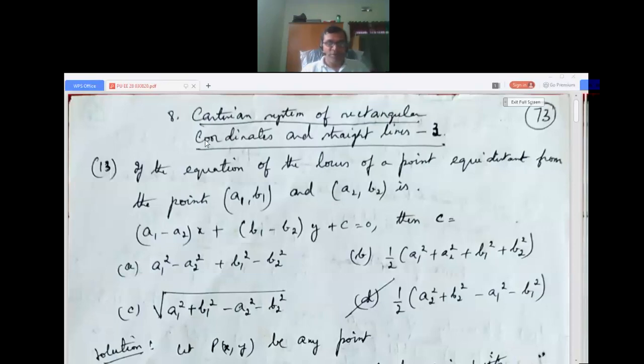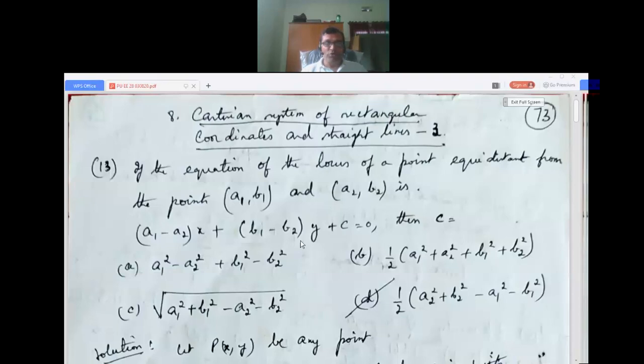It's the eighth topic. Now here, first question, that is 13th question of today's session: if the equation of the locus of a point equidistant from the points a1, b1 and a2, b2 is a1 minus a2 x plus b1 minus b2 y plus c equals 0, then c equals: a1 squared minus a2 squared plus b1 squared minus b2 squared; half into a1 squared plus a2 squared plus b1 squared plus b2 squared; third option, square root of a1 squared plus b1 squared minus a2 squared minus b2 squared; fourth option, half into a2 squared plus b2 squared minus a1 squared minus b1 squared.